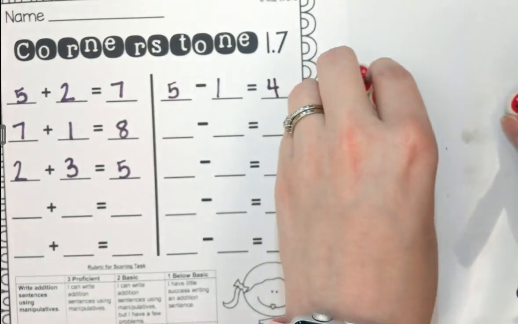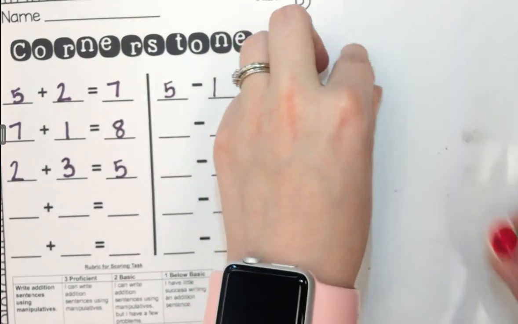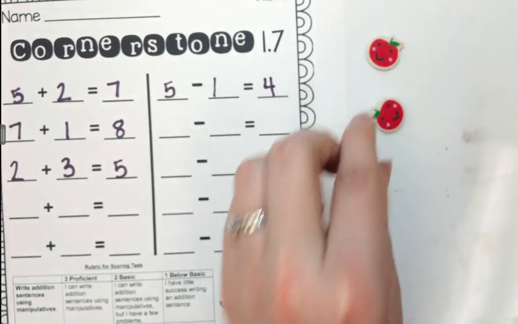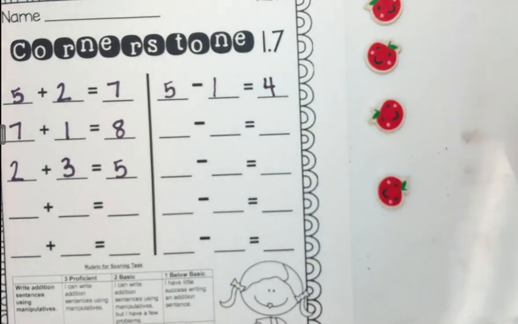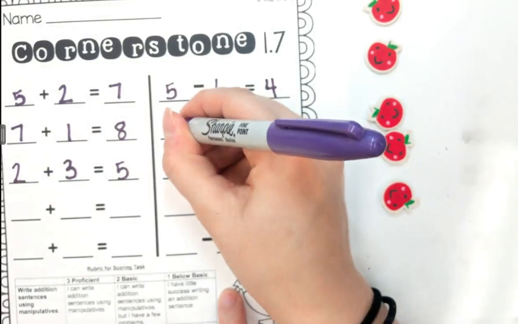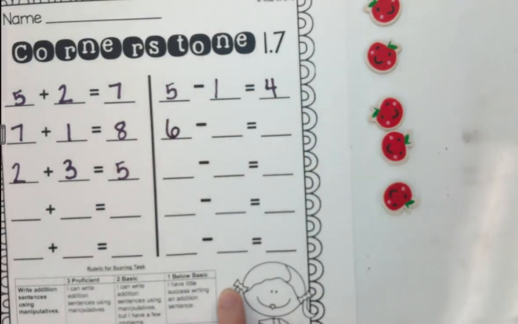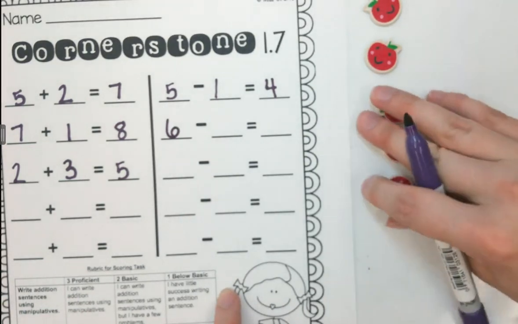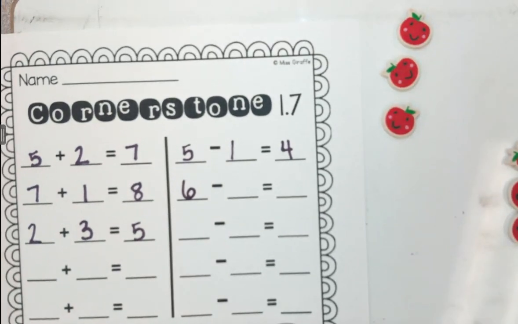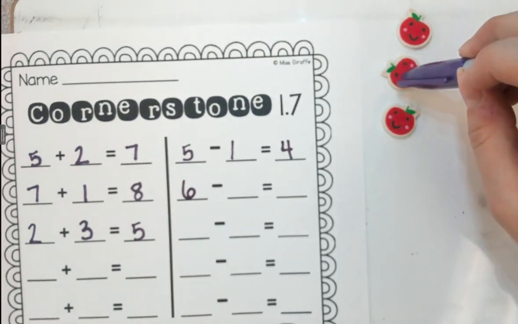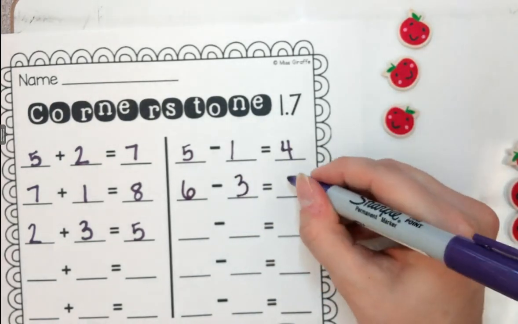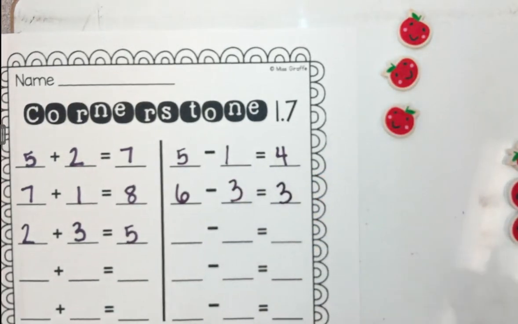All right, now I get to choose a different number to be my whole, or the number that comes first. So I want 1, 2, 3, 4, 5, 6 this time. So I'll start with 6. And I want to take away 3 of them. And I've got to see how many are left. So I have 1, 2, 3 that I took away, and 3 that are left.